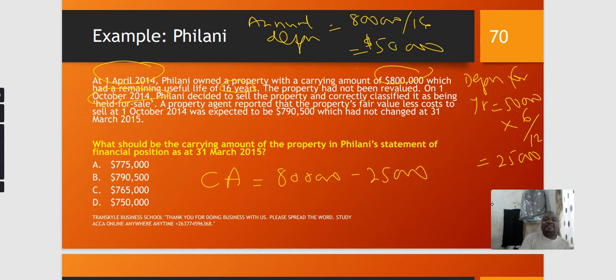Now that is it. So 800,000 minus 25,000 should be 775,000. So that's the carrying amount. Ladies and gentlemen, that's the carrying amount at the time when the asset was classified as being held for sale. But now the agent is saying that the fair value less cost to sell for this particular asset is 790.